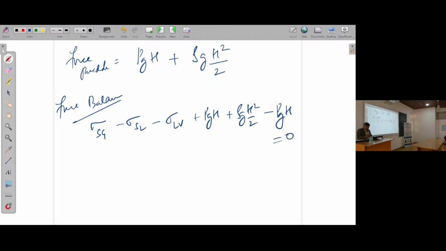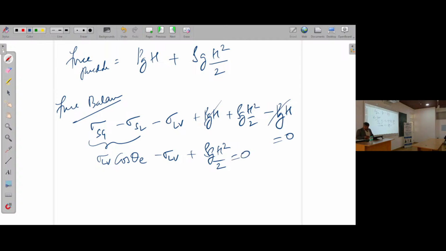Obviously, when you do a force balance, all of this should be equal to 0. So you'll see that these two get cancelled, and all you'll be getting is a very simple equation. If you look at sigma Sg and sigma Sl, if I use the contact line formula, I'll be getting something like sigma Lv cos theta e minus sigma Lv plus rho g h squared by 2, equal to 0.